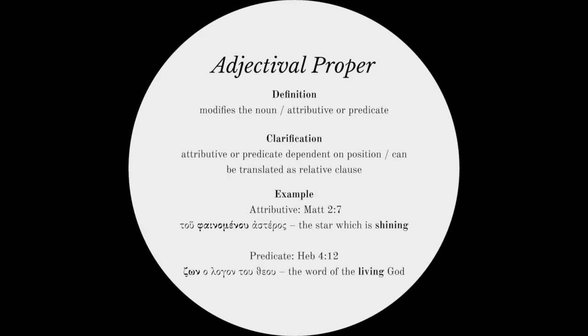Translators such as Wallace and Custer suggest that the adjectival participle is often best translated as a relative clause. An example of the adjectival participle in the attributive position is found in Matthew 2:7, which translates as either the shining star or the star which is shining. An example of the adjectival participle in the predicate position is found in Hebrews 4:12, which can be translated as the word of the living God or the word of the God who is living.